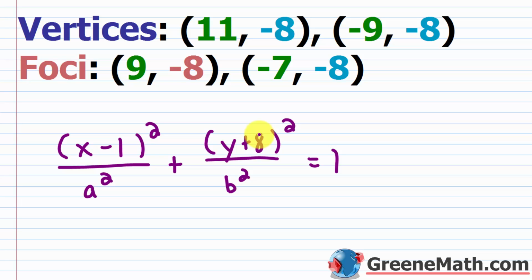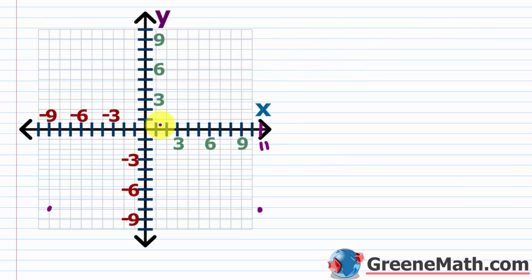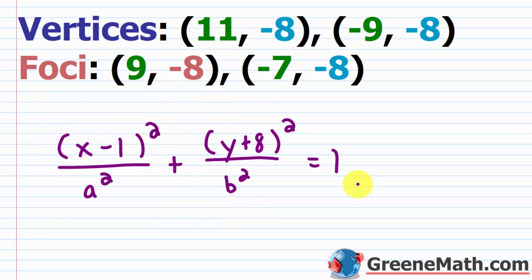So how do we get that? Well, a is the distance from the center, which is 1 comma negative 8, to one of your vertices. You can go either direction. So it's 1, 2, 3, 4, 5, 6, 7, 8, 9, 10. So a is 10. And again, you can just kind of count this. You don't need a graph. So if a is 10, I know a squared is 100.